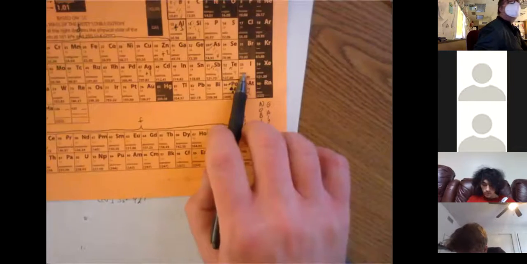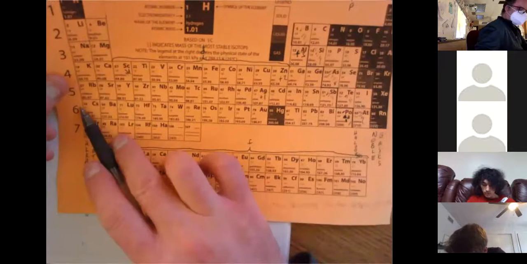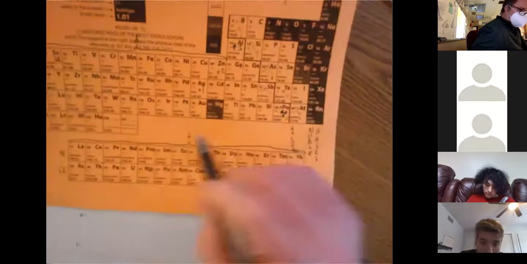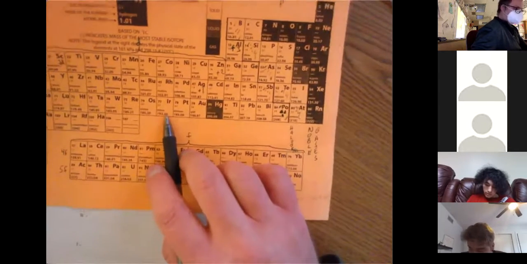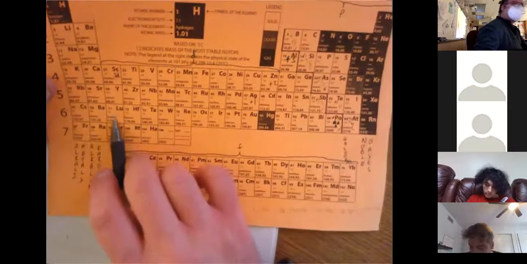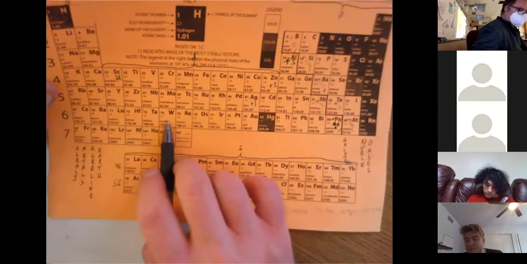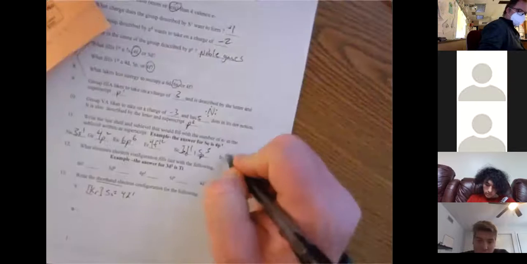Iodine is here. That is 5p, 1, 2, 3, 4, 5. 5p5. Iridium, right here. That is 6, but the D's are always 1 behind, so that is 5d, 1, 2, 3, 4, 5, 6, 7. 5d7.